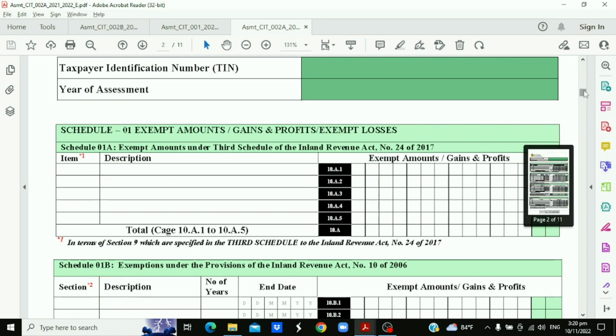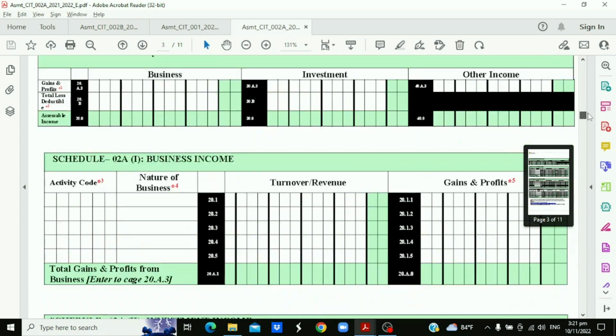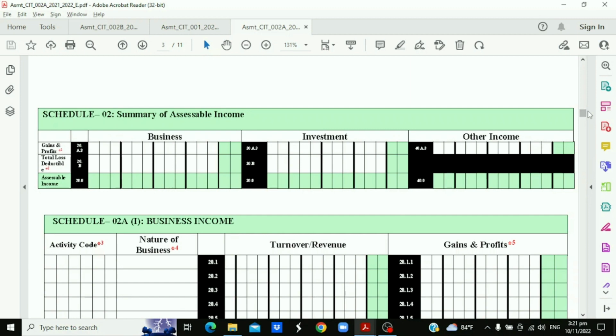Then schedule 2 is relevant for the assessable income. This is a very important schedule. Schedule 2 has two parts, schedule 2A and schedule 2B. If there are any losses they are going to claim, you have to complete schedule 2B. For all other cases, they have to complete schedule 2A.